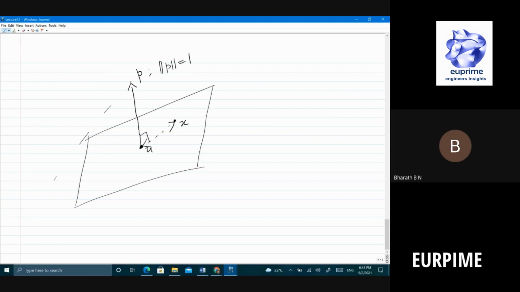Or this vector, it doesn't matter which direction you pick, right? Both are x minus u, right? So x minus u is orthogonal to P. You look at all x such that x minus u is orthogonal to P. That will describe all the points on this hyperplane, right? That's all. So what is this? This is (x minus u) transpose P equal to 0, right?